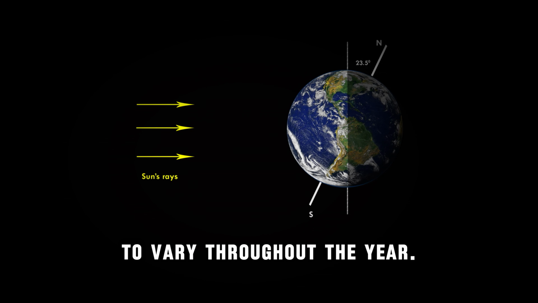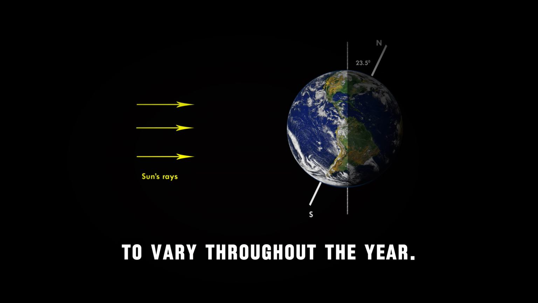The winter solstice, around December 21st or 22nd, marks the shortest day of the year in the Northern Hemisphere and the longest in the Southern Hemisphere. During this time, the Northern Hemisphere is tilted away from the Sun, receiving indirect sunlight, shorter daylight hours, and colder temperatures. In the Southern Hemisphere, the effects of the solstices are opposite, with the summer solstice occurring in December and the winter solstice in June.